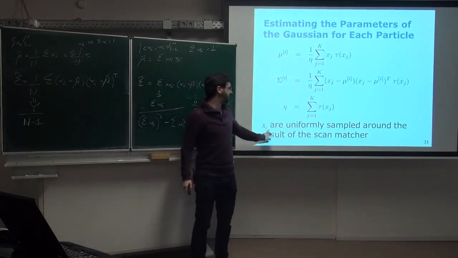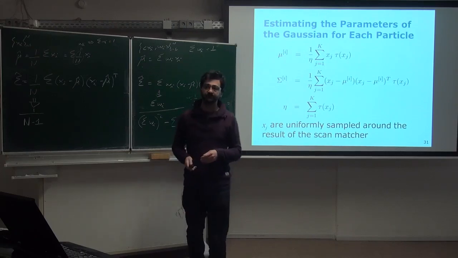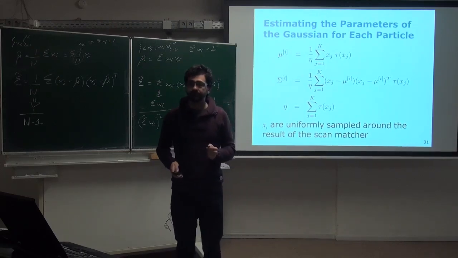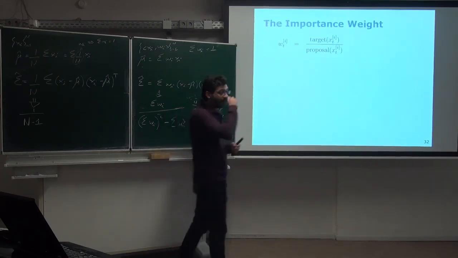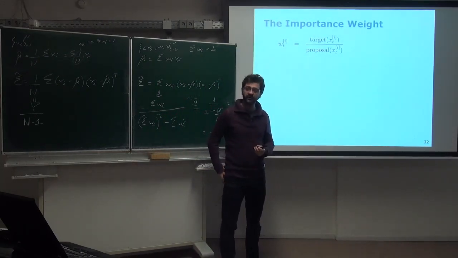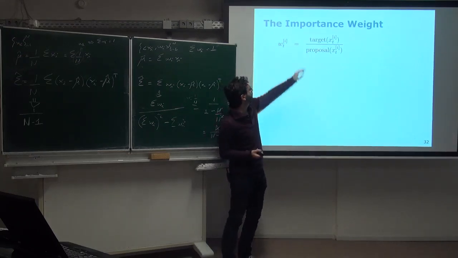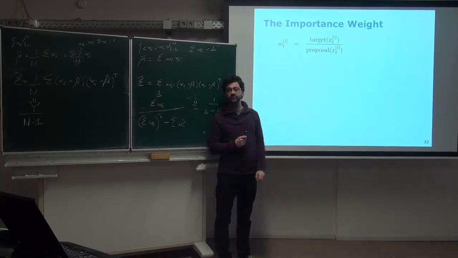Exactly, these xj are uniformly sampled around the maximum of the scan matcher. So we have seen now how the proposal distribution looks like, or at least how we can approximate this proposal distribution. Now let's see how we need to change the computation of the weights, no?